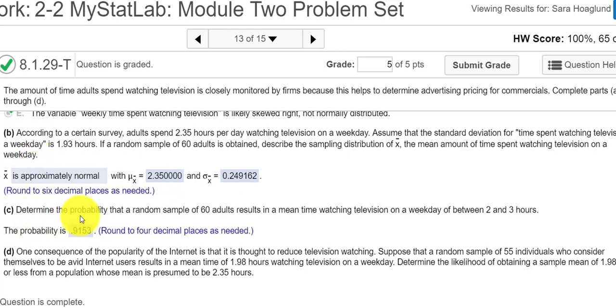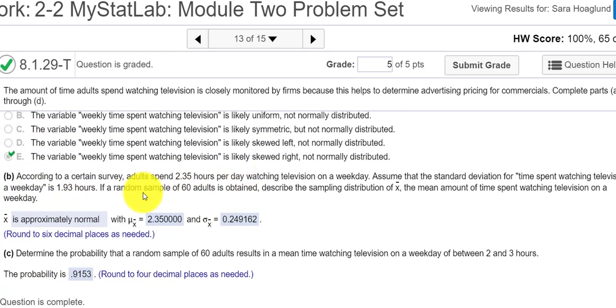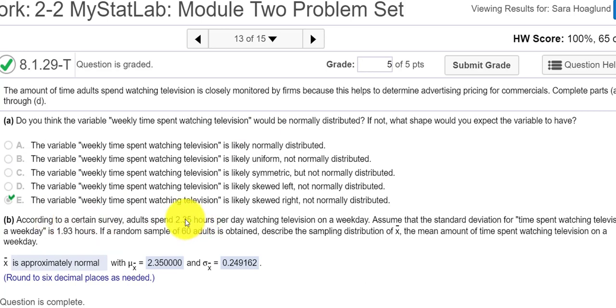Okay, so before we answer part C, it's important to do part B. They tell us that the mean time spent watching TV is 2.35 hours on a weekday. And then it says assume that the standard deviation is 1.93 hours. We have a random sample of 60 adults, so my n equals 60. And then it says describe the sampling distribution x bar, the mean amount of time spent watching television on a weekday. So x bar is approximately normal, and we can say that because our sample size is greater than or equal to 30.